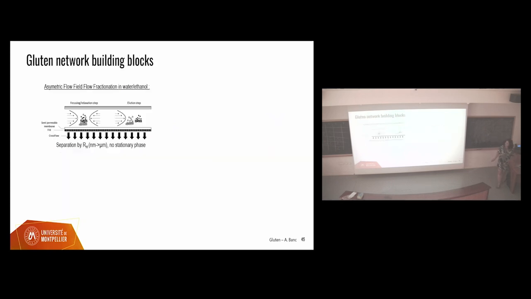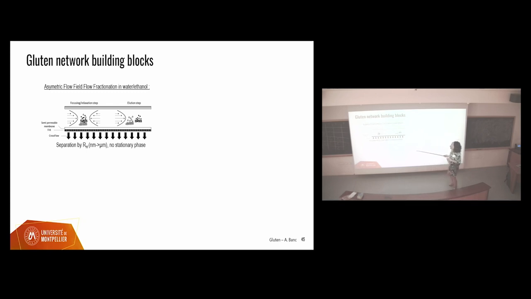To get the building blocks, we have to dilute the gel to separate the objects. We cannot do this in water, it's insoluble. We did it in ethanol-water, and the tool that we found to separate these building blocks was asymmetric flow field flow fractionation. This technique enables to separate objects according to their hydrodynamic radius, from nanometer size to micrometer size.